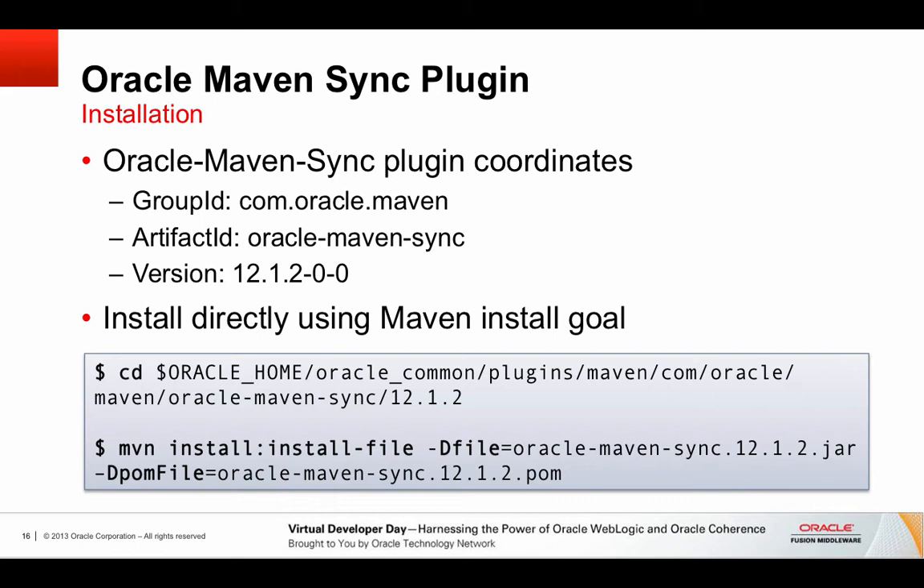So the first step you'll need to perform in order to use the Maven-Sync plugin is to install it. And to do this, you use the standard Maven install:install-file goal, specifying a property with the file, specifying the jar file, and another property for the POM file indicating where the POM file lives.